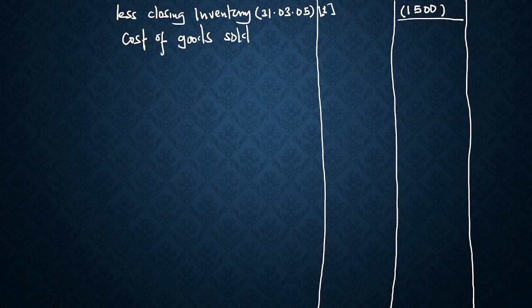14,300. 15,700 minus 1,500. I'm getting a different answer. You are saying 15,700 minus 1,500, it's 14,200. Okay.